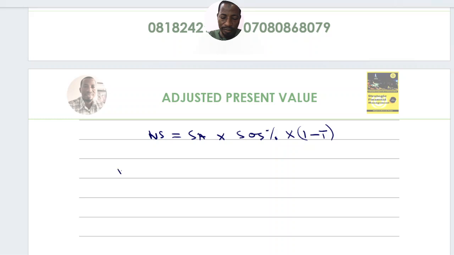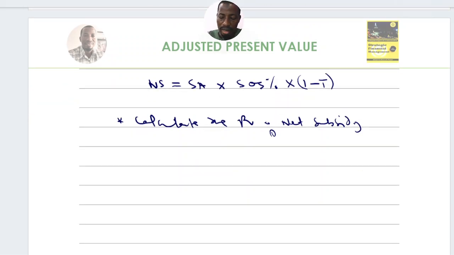Then finally, step 4, I need to calculate the PV of net subsidy. To do this, I would then say PV equal to net subsidy in step 3 multiplied by annuity factor. Of course, you know the formula for computing annuity factor.